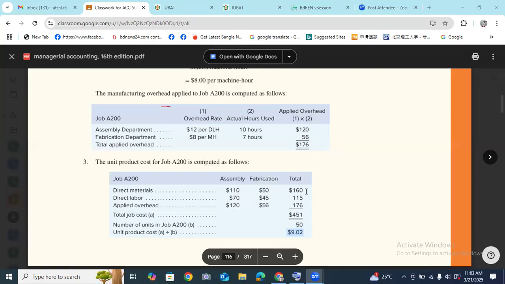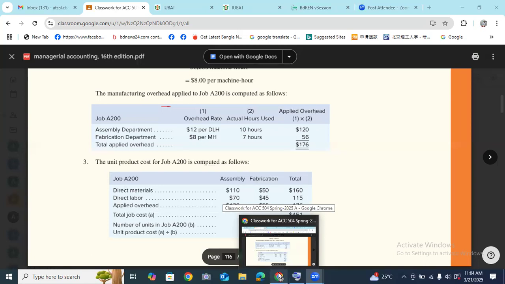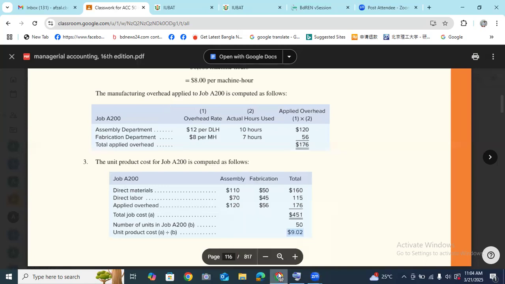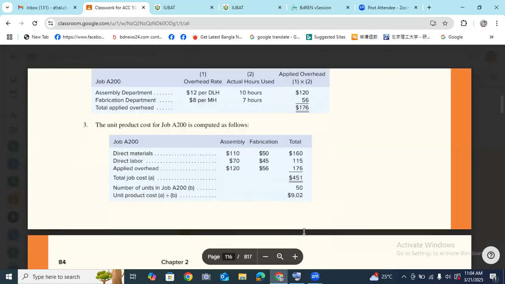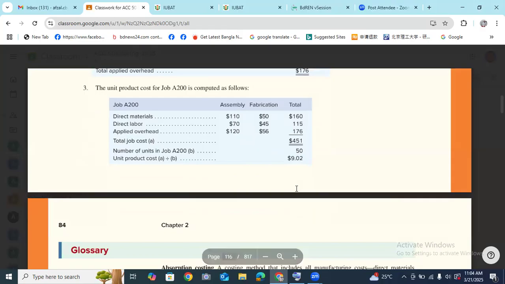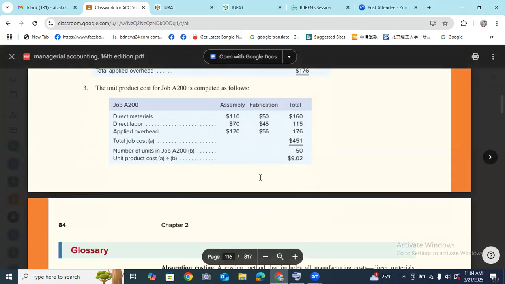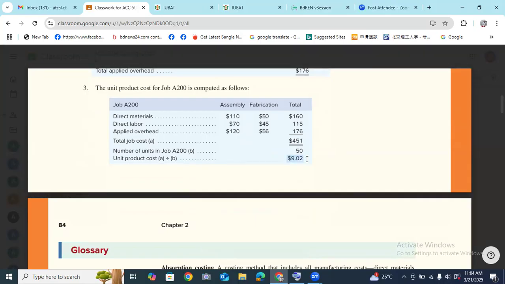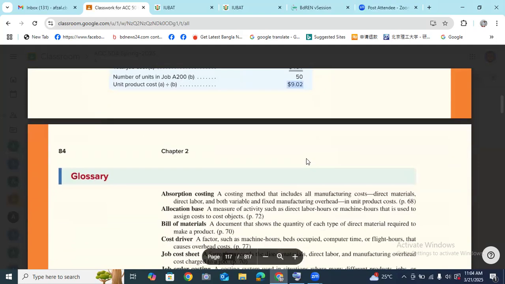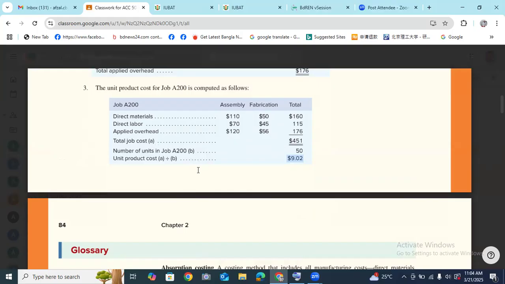Sir, I mean, unit product cost. How could the calculation be different for unit product cost? Unit product cost is 9.02, right? What is your question? I mean, how should I calculate to get this one? Sorry, I didn't get your point. I said, how should I calculate to get this answer of 9.02?